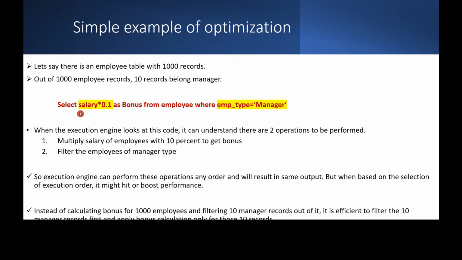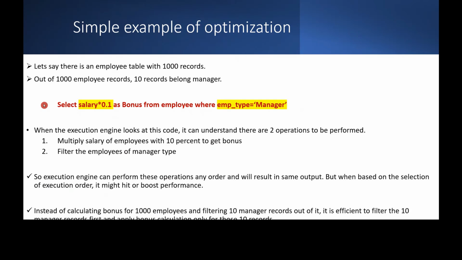That is the formula, from employee where employee type is manager, which means in this query there are two operations getting applied. One is the calculation of bonus, that is 10% of salary, and it has to filter out only the records for managers. These are the two operations getting executed when we submit this piece of code. So when we submit this code, Spark can create multiple execution plans.